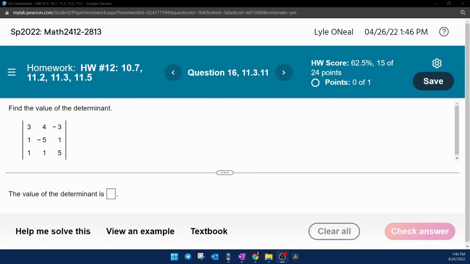All right, here we go. Question 16 from our Precalculus, homework number 12 in MyLab Math. They want us to find the determinant of this 3 by 3 matrix.